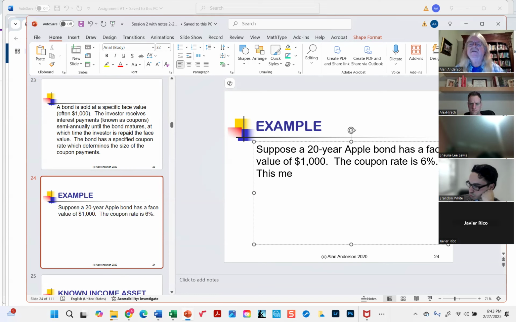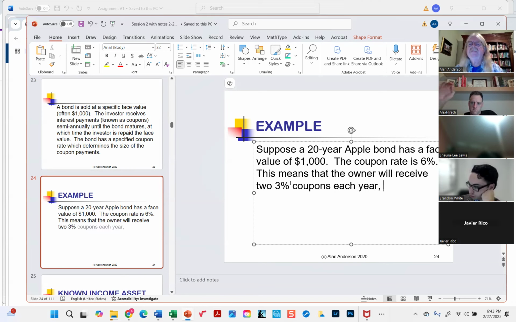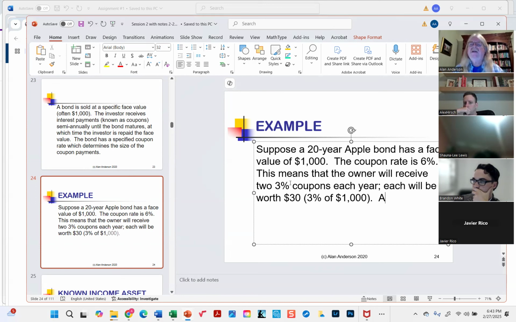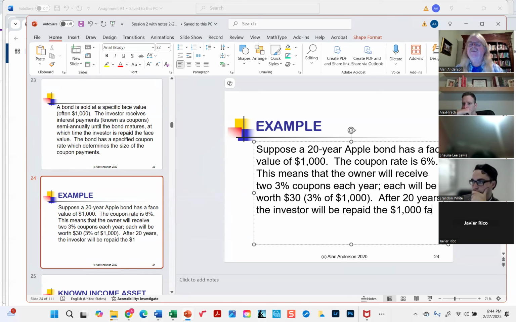Now, this means that the owner will receive 3% coupons each year. Each will be worth $30. Why $30? Because 3% of 1,000. After 20 years, the investor will be repaid the $1,000 face value.